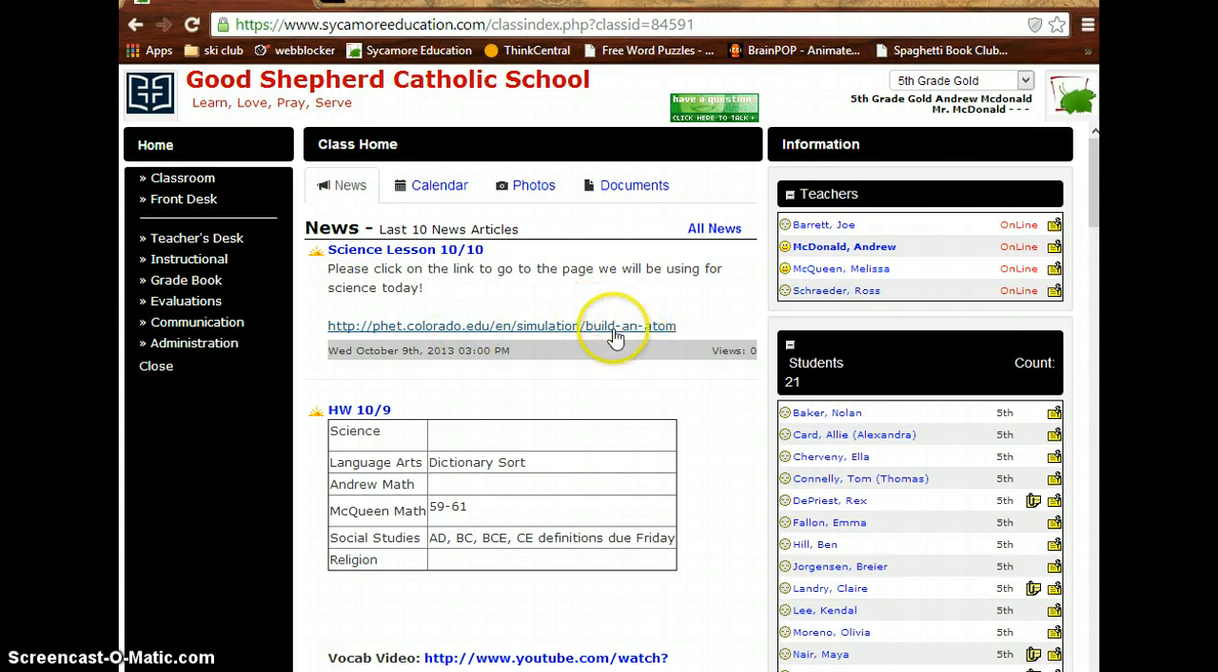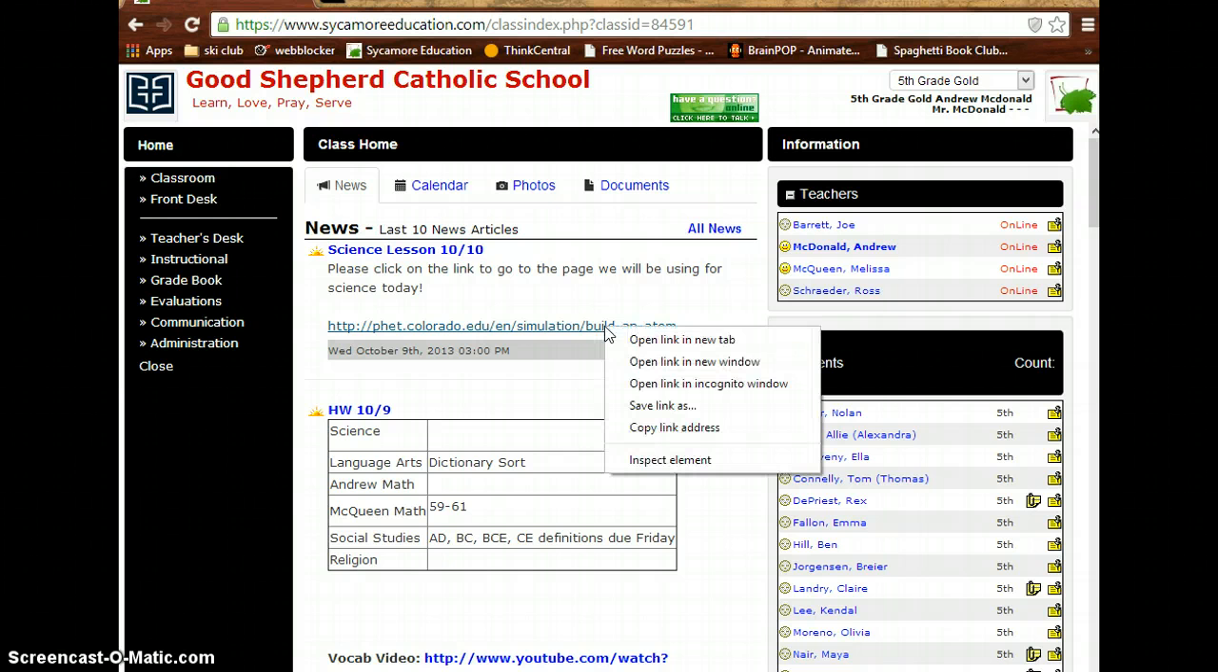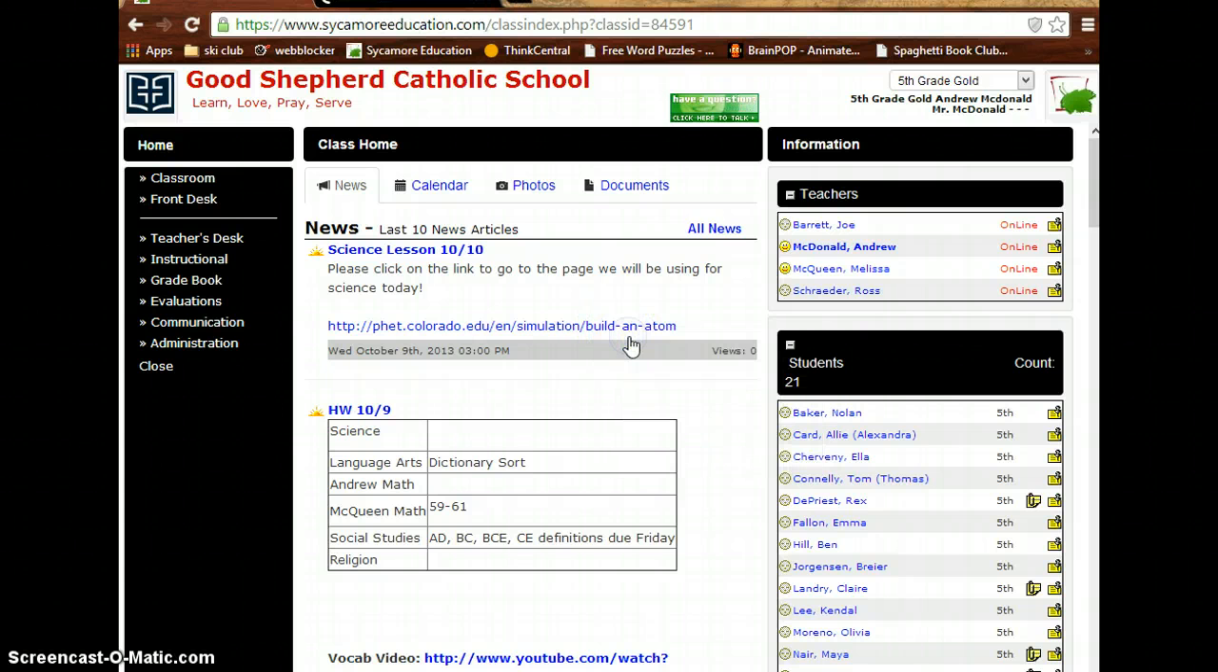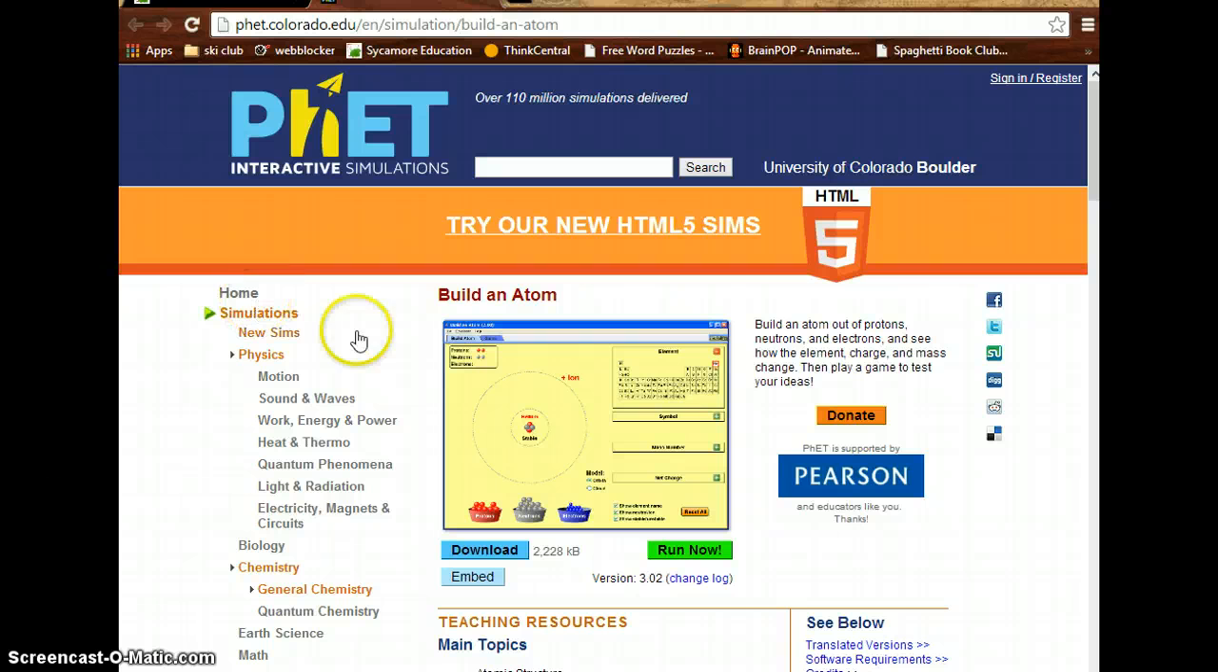What I'd ask you to do is please click on the link. If the link doesn't open, like this link didn't open when I clicked on it, we would right-click, right, and then hit Open in New Tab. And then we should have a new tab that has opened up. That new tab should look like this.